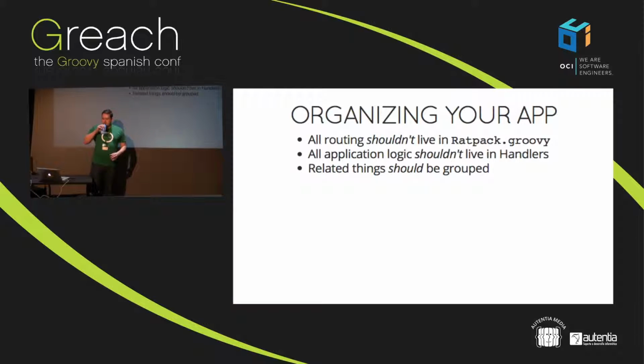Organizing your app. In general, these are kind of my experiences, and your experiences may vary, but this works for us in production, so take it with a grain of salt, but it works. All routing shouldn't live in ratpack.groovy. Even with microservices, it's going to just get too long and too hard to deal with. And then all your application logic and business logic shouldn't live inside a handler. You need to break that up as well, because once again, even once you pare it down a little bit, it gets too big. And then, in general, related things should be grouped somehow.